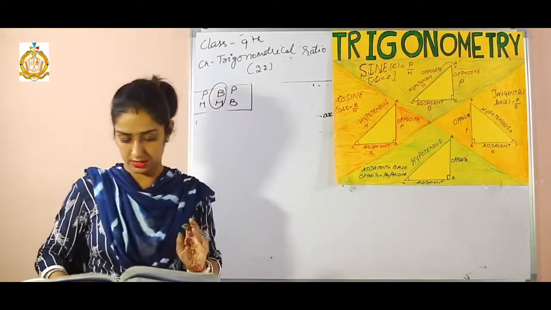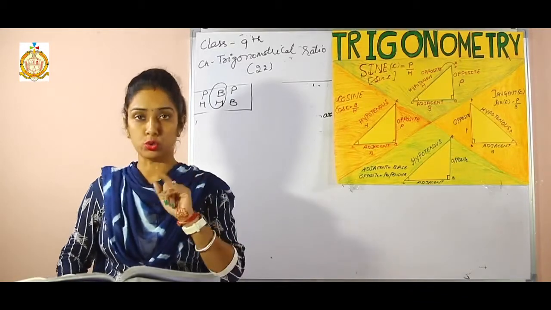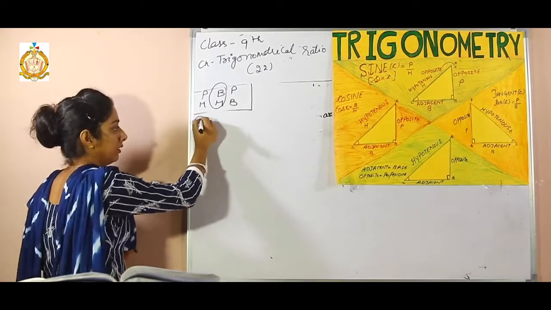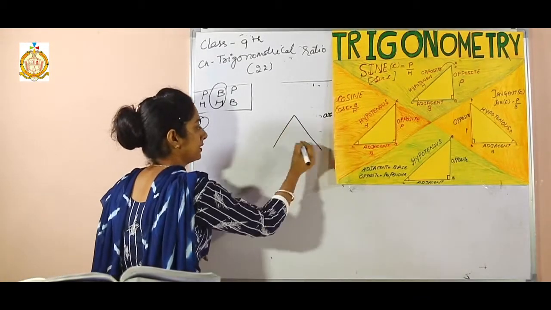This question has 6 parts. So do these 6 parts in your notebook. Now come on, the second question. We have a diagram like this in this question.